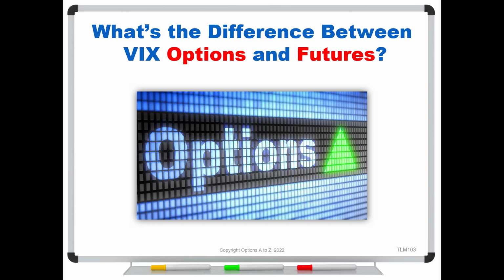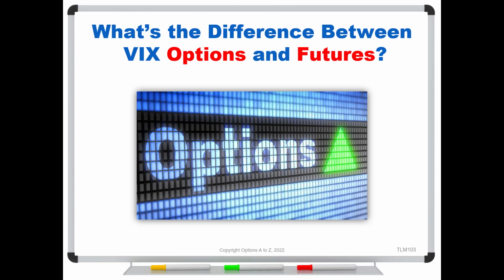Well, I posted recently about the VIX and how to interpret the VIX, and I've had a few traders saying, well, what's the difference between the VIX options and the VIX futures? I've heard about both of these. Do they really cover the same thing? Why would a trader use one over the other?